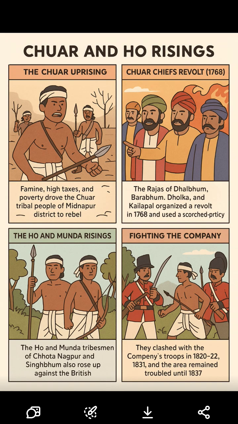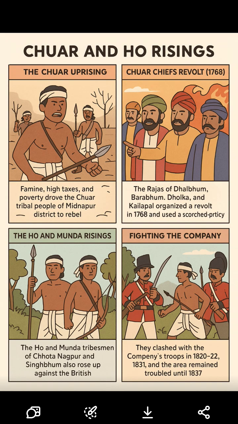When did they rise? 1820 to 1822, first major Ho revolt. 1831, second major uprising by the Ho and Munda tribes. 1831 to 1837, the area remained disturbed by continuous tribal resistance. How did they fight? Like the Chuars, the Ho and Munda fought using guerrilla warfare. They knew the forest paths well and used them to ambush British troops. They attacked British forts, police stations, and tax collection centres.